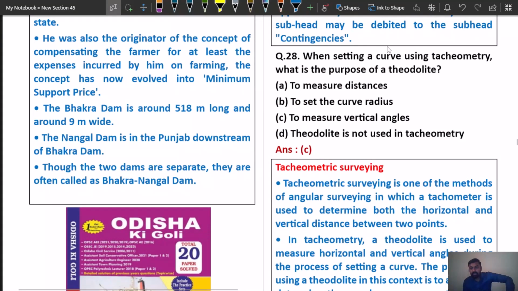When setting a curve using tachymetry, what is the purpose of a theodolite? In this question asking, in the tachymetry, when we are setting a curve, what is the purpose of a theodolite? Options are given: to measure distance, to set the curve radius, to measure vertical angles. Theodolite is not used in tachymetry.